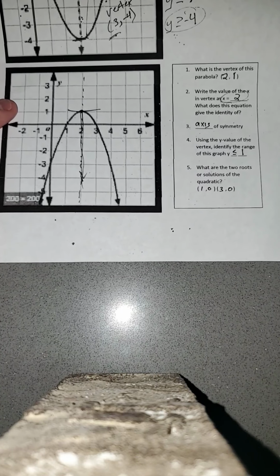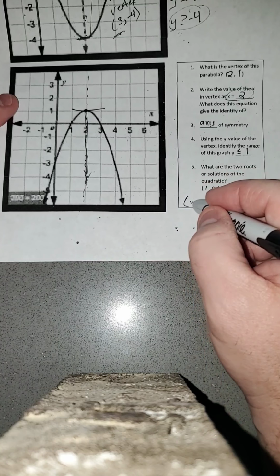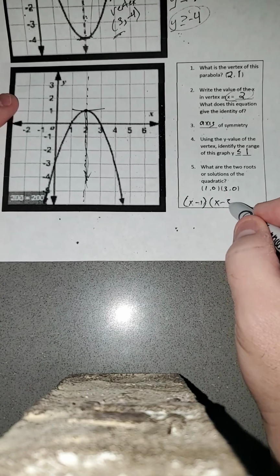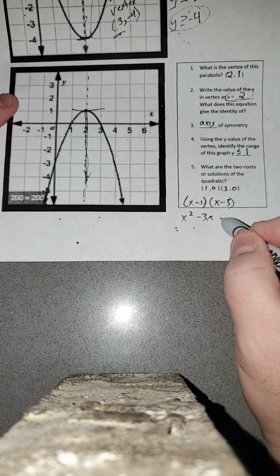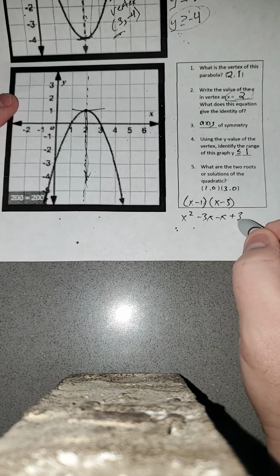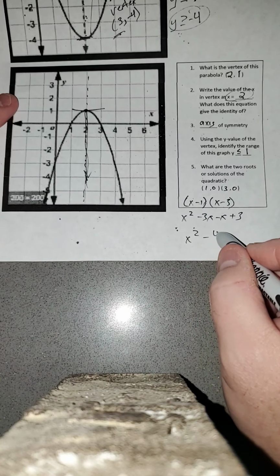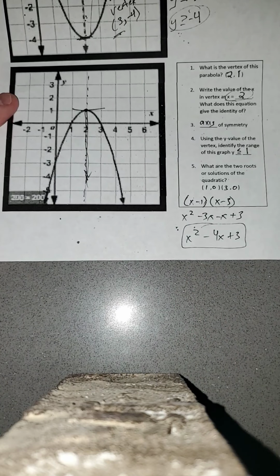And if you went ahead and tried to calculate this out and find the formula, you would have to do x minus 1, because remember, you're going to take the opposite of these, and x minus 3. When you FOIL, you get x squared minus 3x minus x. Negative times negative makes plus 3. You should have had x squared minus 4x plus 3, and you would have had the proper equation.